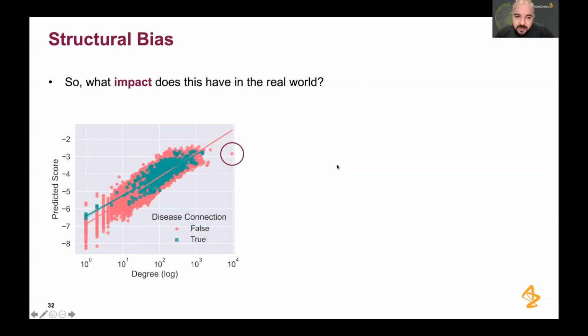Thank you, Stephen. So what impact does this have in the real world? What are we talking about here? Well, those of you that have a keen eye might have seen this outlier here that's highlighted on your screen. Let me introduce you to it.